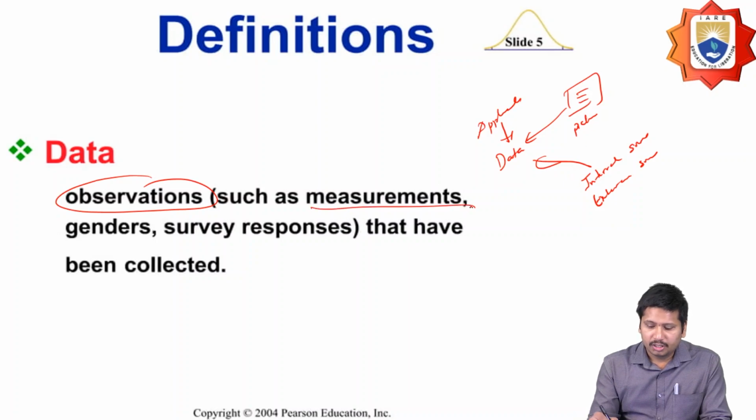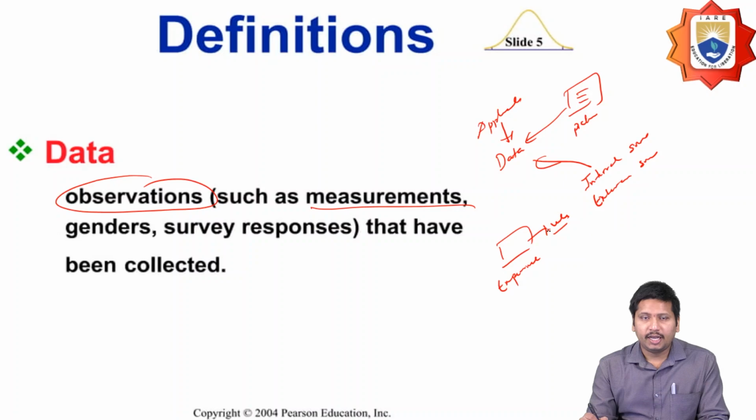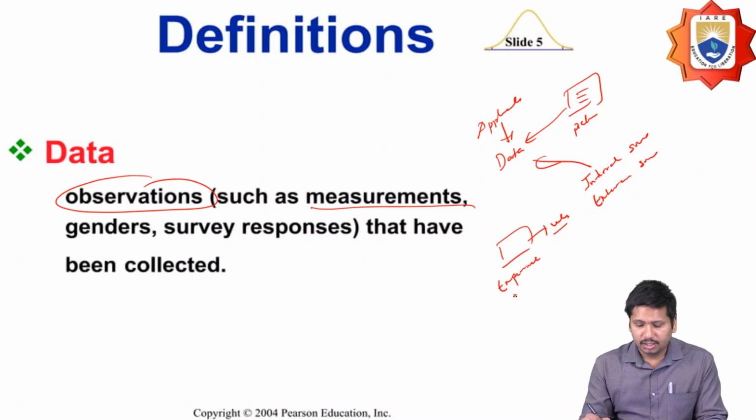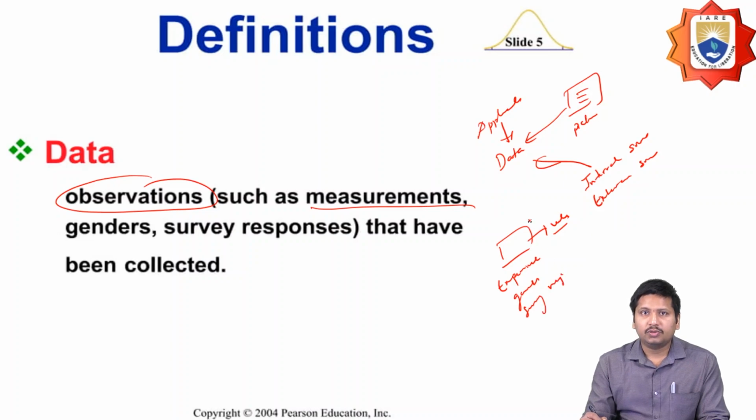Or it may be a measurement, supported by conducting an experiment, so we can get some value. That value should also be treated as data, and then gender, survey responses, and so on. All of this will be considered as data that is going to be collected here.